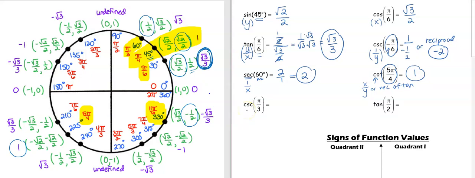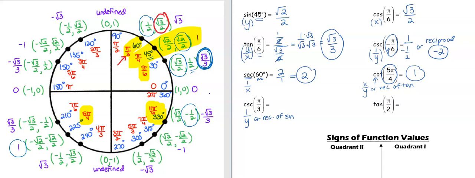Now I want cosecant. Again, cosecant is 1 over y, or again, the reciprocal of sine. We are looking at pi over 3. So we are going back up here, and we are using pi over 3 again. And we want the reciprocal of sine.